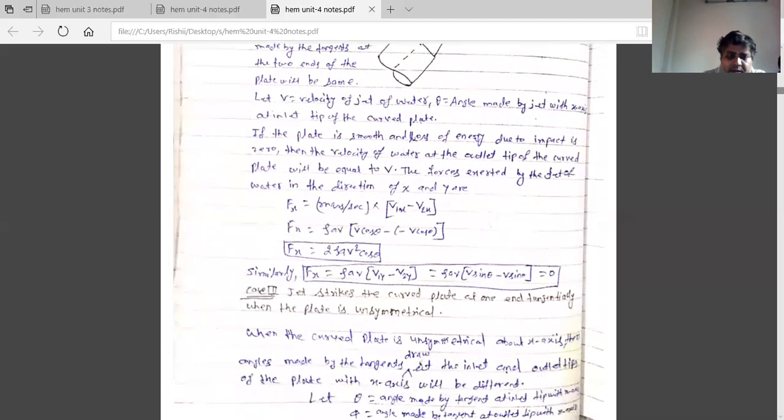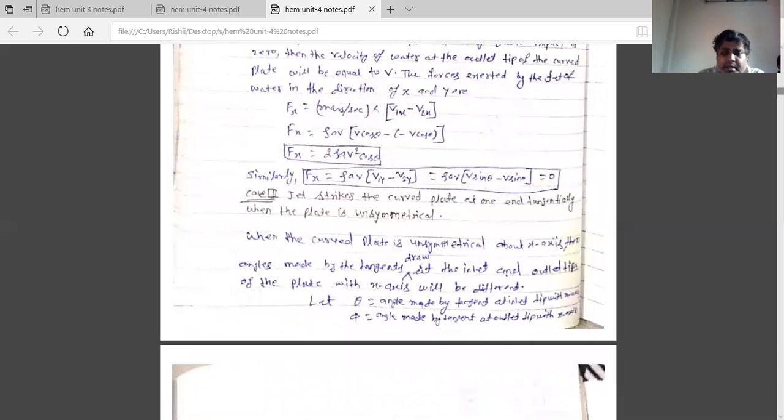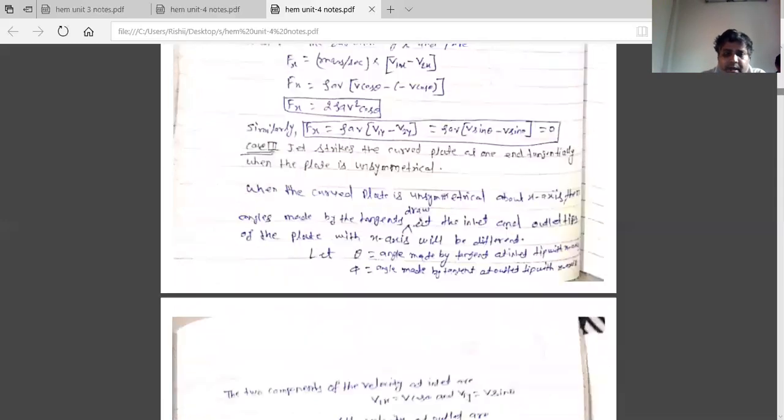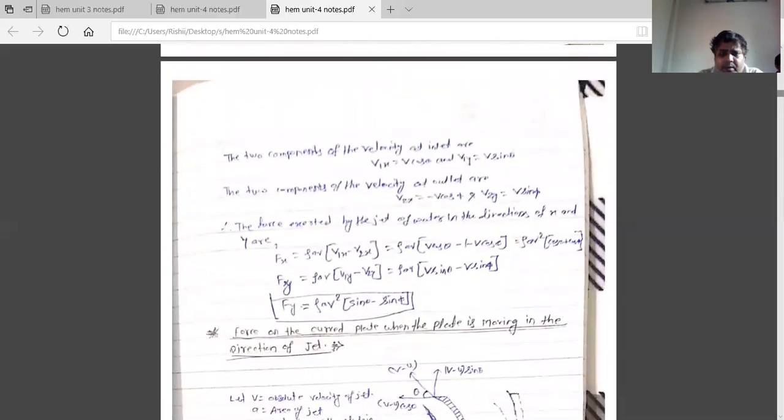Now, case third, jet strikes the curved plate at one end tangentially and the plate is unsymmetrical. In this case, plate will be unsymmetrical. Then, when the curved plate is unsymmetrical about the x-axis, the angles made by the tangents drawn at inlet and outlet of the plate with the x-axis will be different. Let theta be the angle made by the tangential direction at inlet, phi the angle made by the tangent at outlet in the x direction. The two components of velocity at inlet: v1x is equal to v cos theta and v1y is equal to v sin theta.